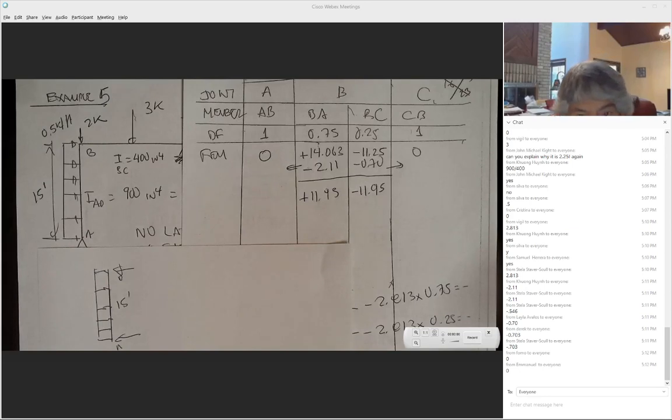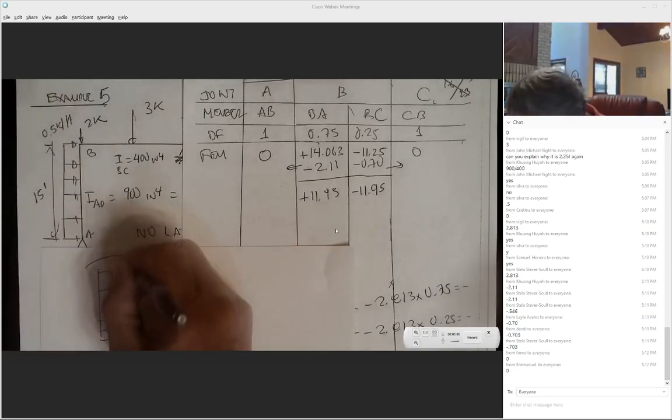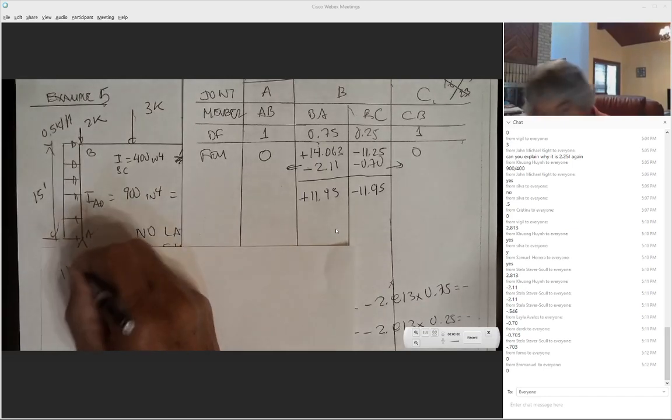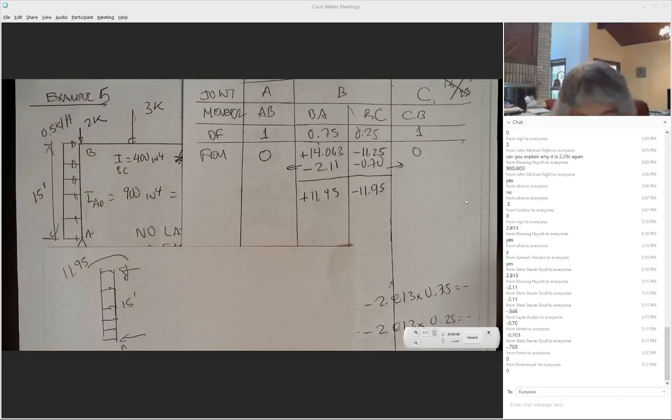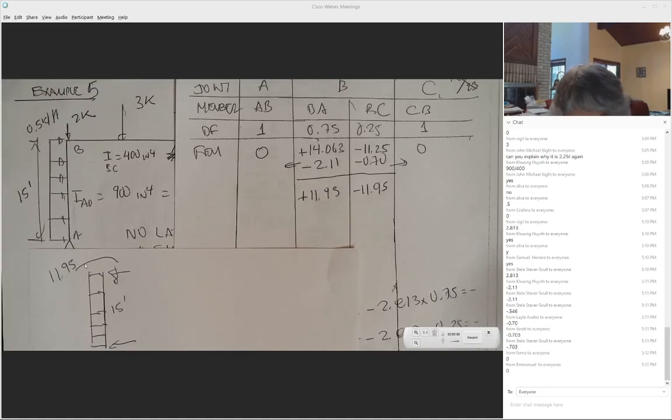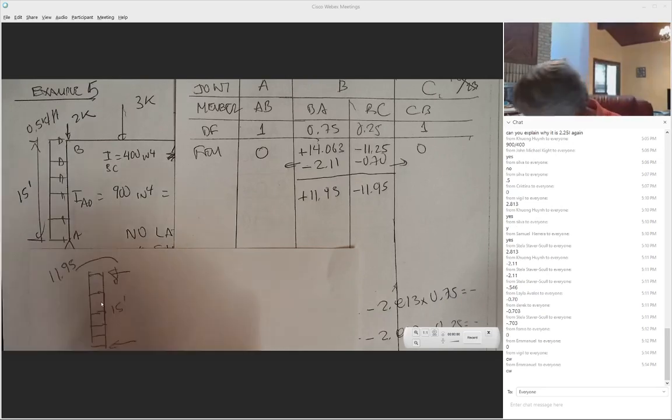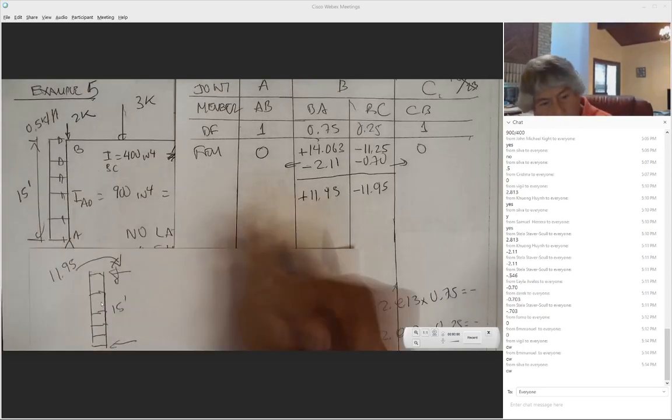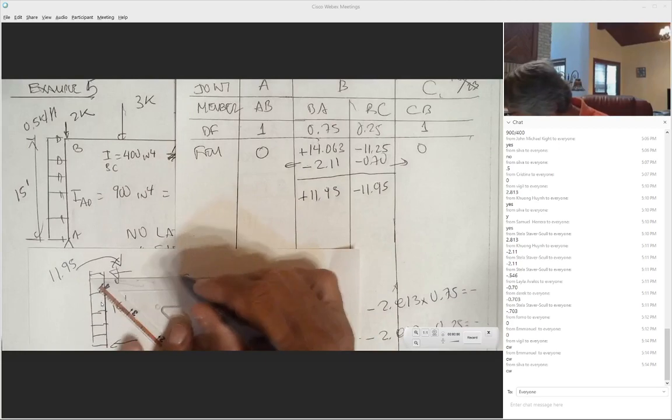The moment from B to A, 1195, positive. What is the direction? I didn't put the direction. I want you to tell me if it's going to be clockwise or counterclockwise. Look, 1195 in here. What's the direction? Clockwise. Perfect. I'm going to put the beam.